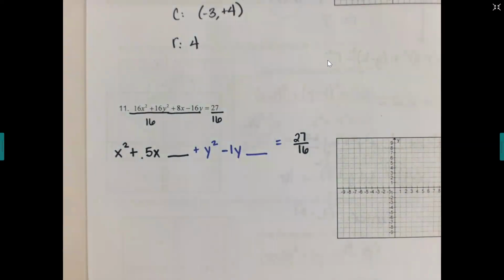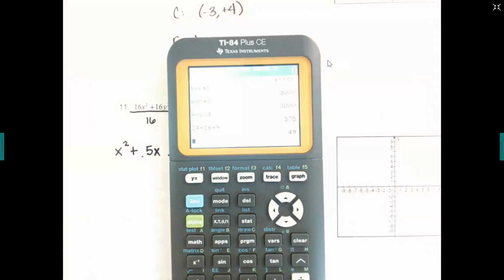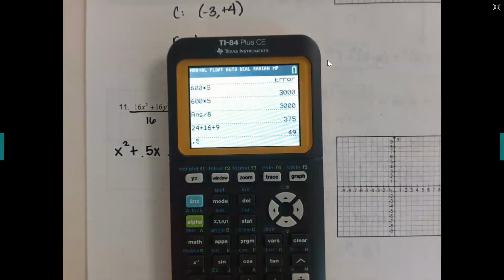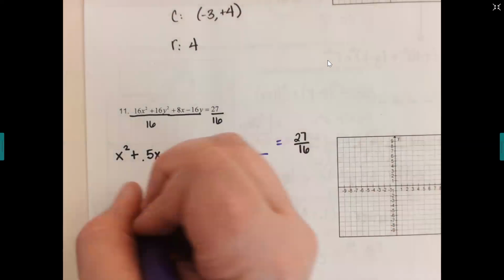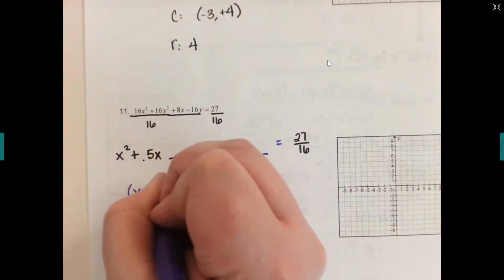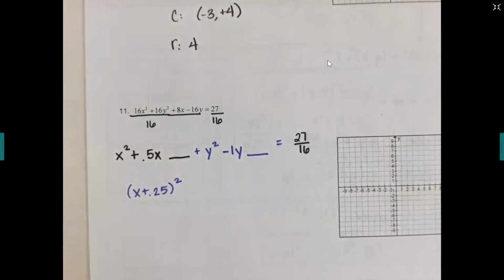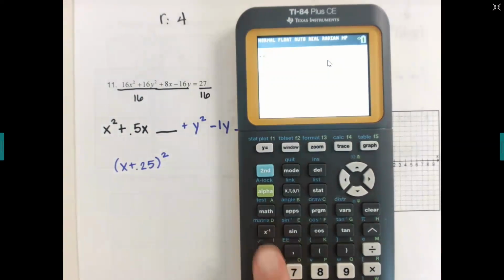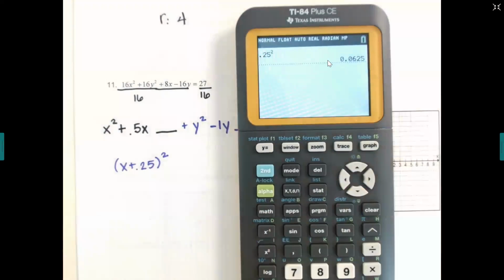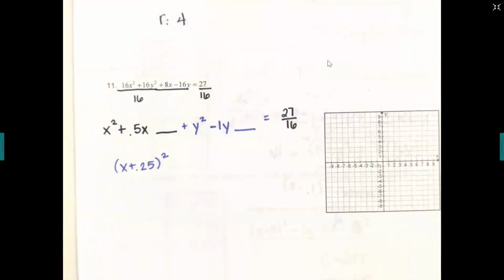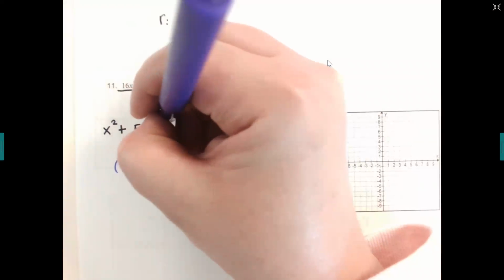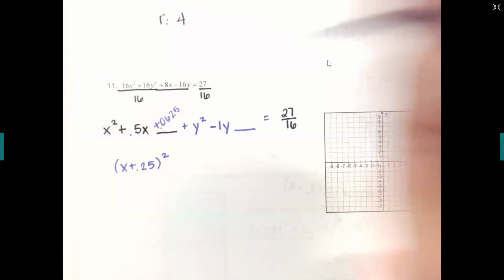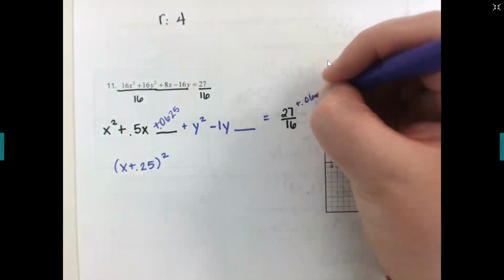Okay, let's use a calculator. Do we know half of 0.5? It'd be 0.25, because think about it, it's like half of 50 cents, right? Divided by 2, you get 0.25. So write that down. You're going to have x plus 0.25. And then what number am I going to fill in the blank? What do I have to do in the calculator? 0.25 squared. Or you could do 0.25 times 0.25, that's the same thing. So I got 0.0625. So add that in right here, 0.0625. And then I'm going to add it over here, 0.0625.